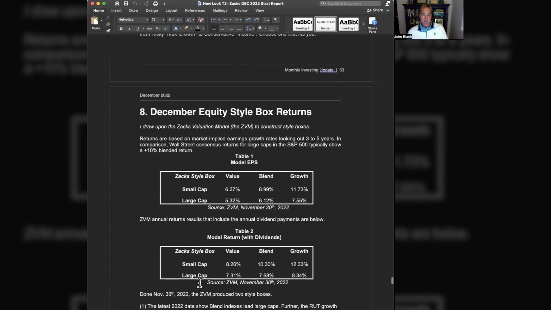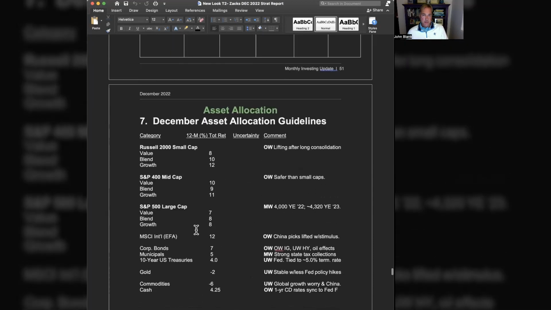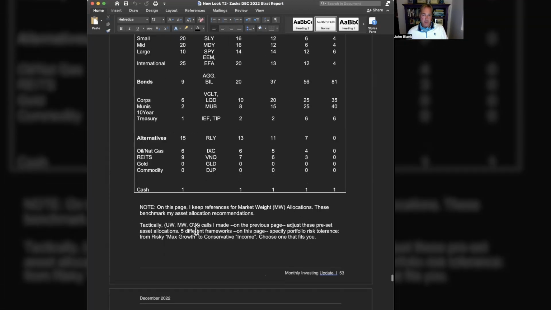All right, the style box returns. This will have the model returns and the dividends for small and large cap. I talk about the mid caps down here. This again is just stuff for you to assist. This actually is completely consistent with this. Realize that this and this are the same.